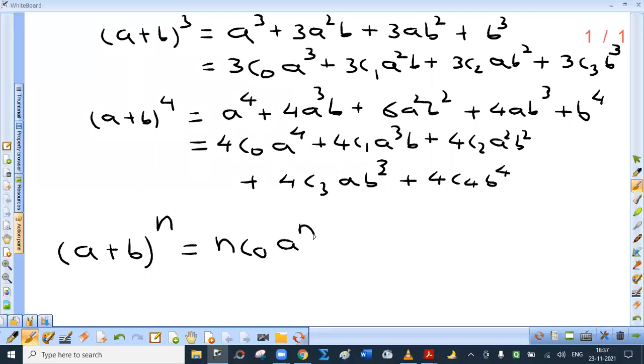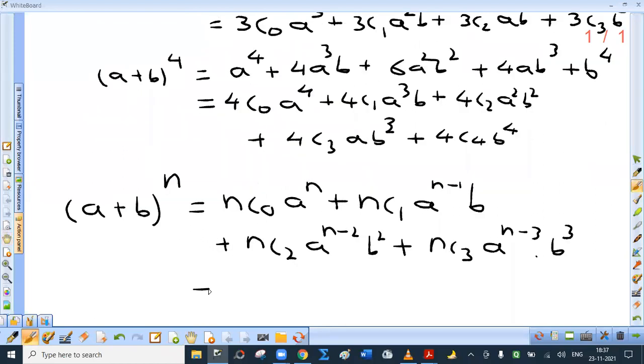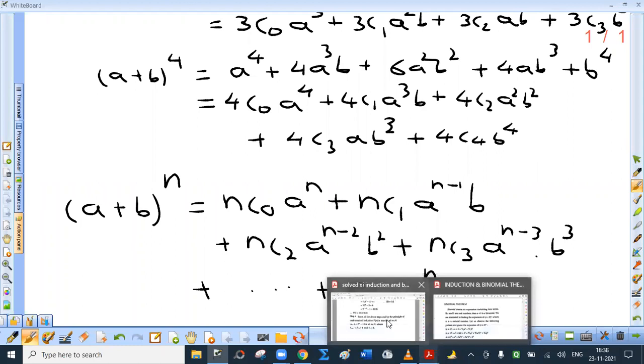nC0 a raised to n plus nC1, index of a decreases by 1, and at the same time index of b increases by 1, plus nC2 a raised to n minus 2 b square plus nC3 a raised to n minus 3 into b cube, and so on, up to nCn b raised to n. Now, this is nothing but the binomial theorem and can be proved using the method of induction.